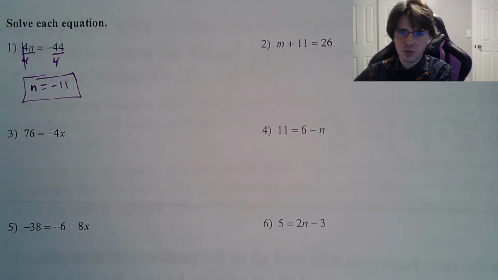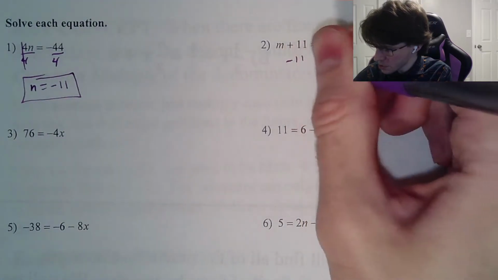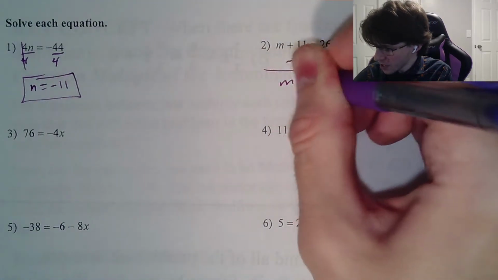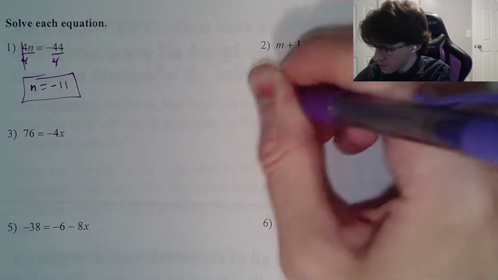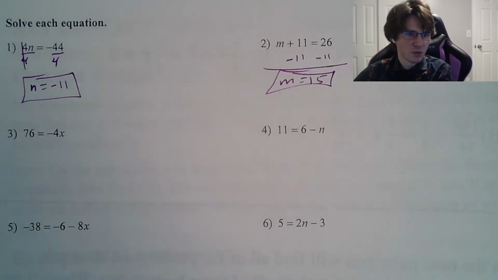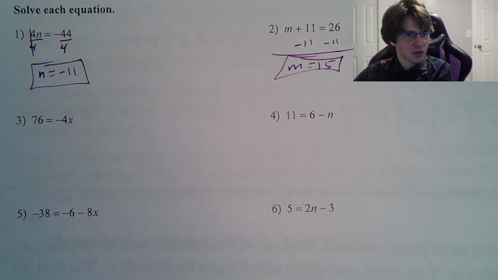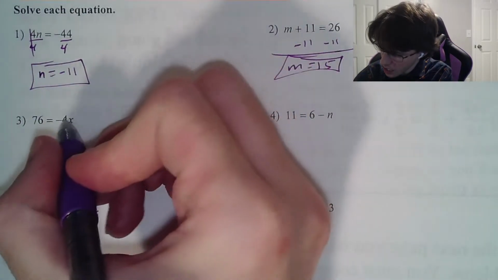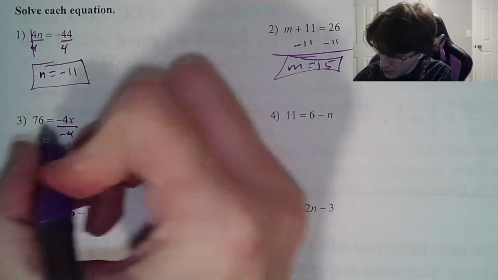For number 2, this one should be nice and easy. We're going to start by subtracting 11 on both sides. We're going to get n is equal to 15. That one was super quick. After that, continuing on to number 3, again, nice and easy. We are dividing by negative 4.